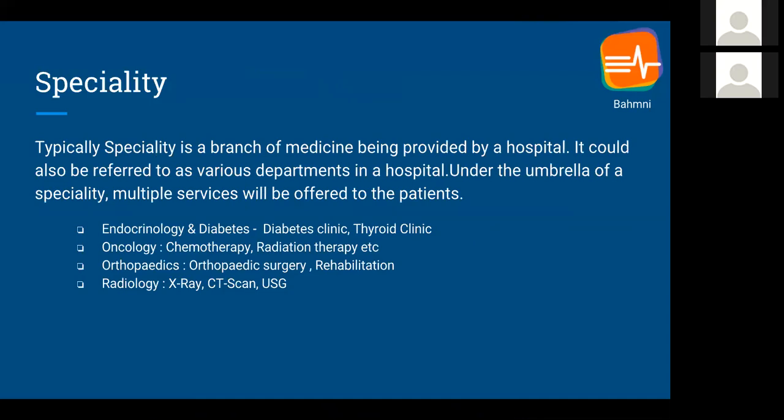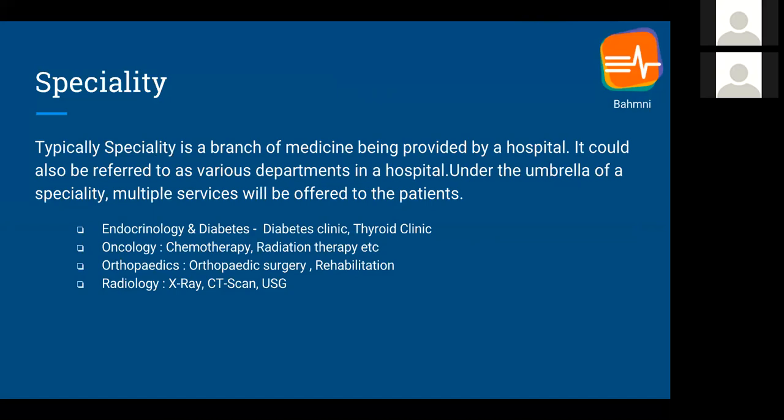The third term that we would like to discuss is a specialty. Typically, a specialty is a branch of medicine that is being provided in a hospital. You could think of it more like the departments in a hospital. So you could have an oncology department, you could have radiology, you could have orthopedics. So these are basically the broad umbrella under which you would offer the different services in a hospital.